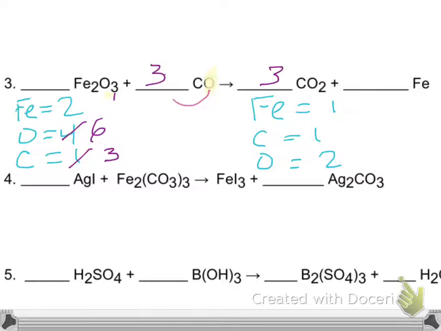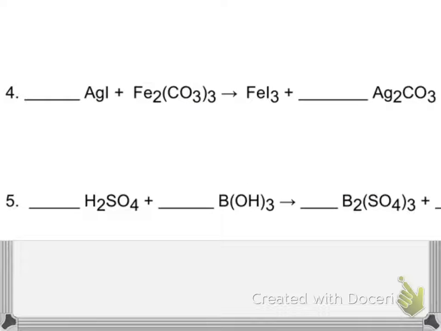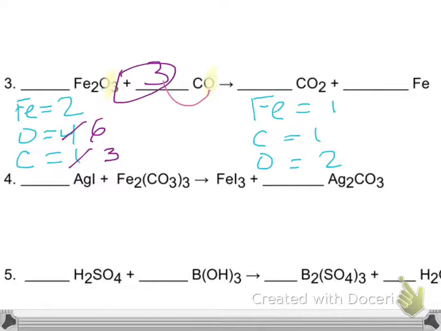So we put a 3 in front of the carbon dioxide. That's going to give you 3 carbons. It's going to give you 6 oxygen. And then we need to increase the iron. So we put a 2 there. Now we're... Oops, I went too far. Go back, go back.